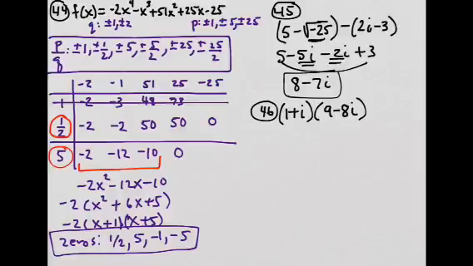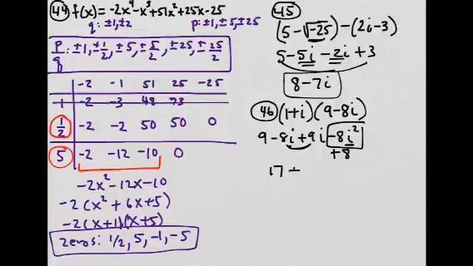For 46, I'm going to use distributive property first. So 1 times 9, 9. 1 times negative 8i, negative 8i. i times 9, 9i. And i times negative 8i is negative 8i squared. Now i squared is negative 1. And you have a negative 1 times a negative 8. So this term right here becomes plus 8. So 9 plus 8 is 17, and then these two combine to give you positive i.